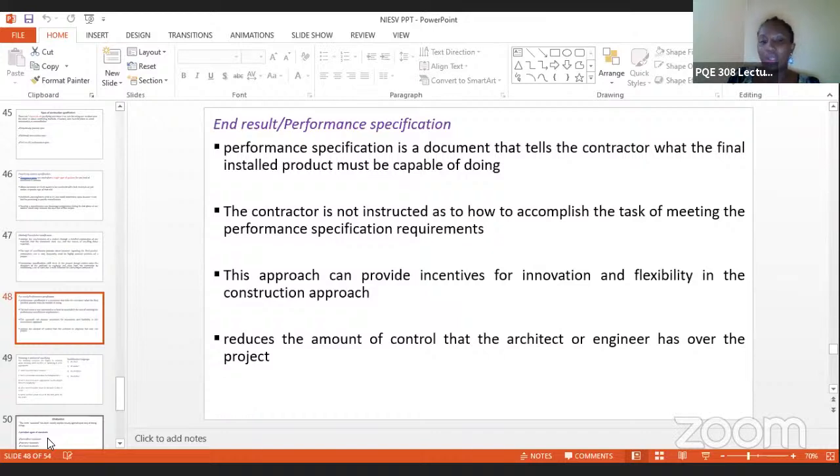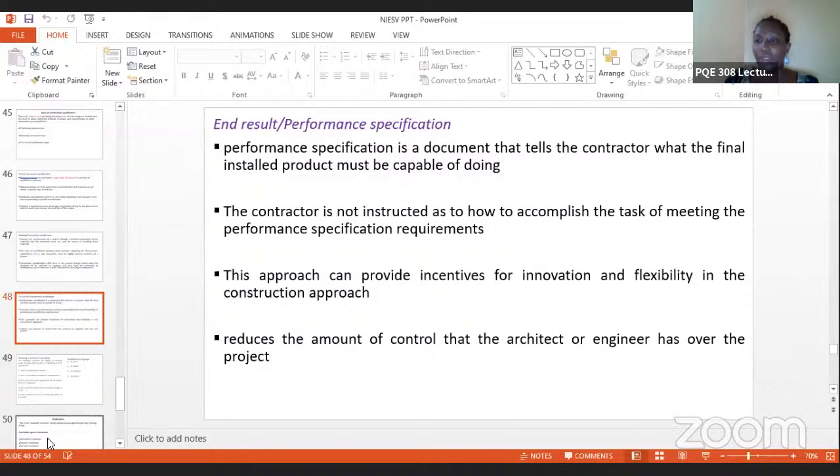This approach can provide incentives for innovation and flexibility in the construction approach, because you are allowed to use any method. You are allowed to experiment. For example, the contractor is free to choose the material or method he wants. It encourages the use of new and innovative techniques.